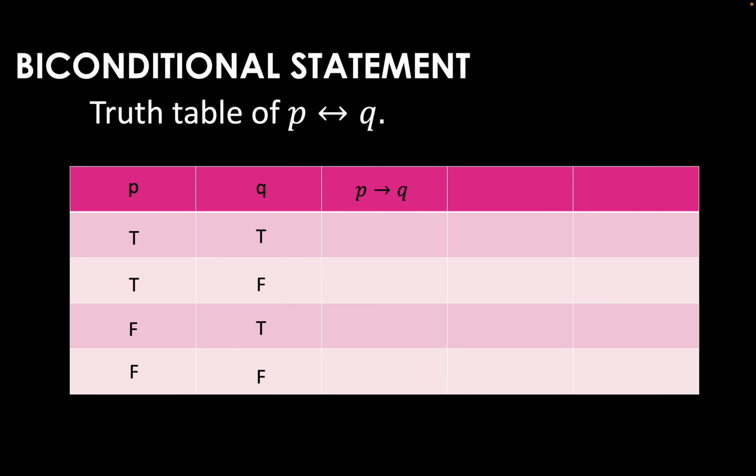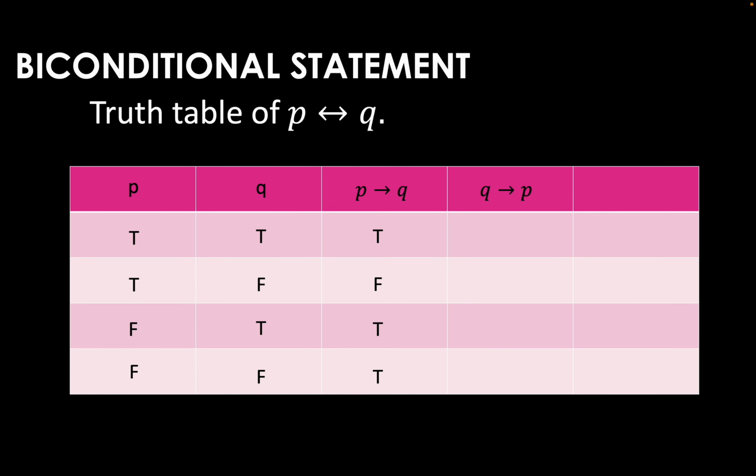So true, true, that is true. Your first statement is true, your second statement is false, that is false. Your first statement is false, your second statement is true, that is true. If your first statement is false and your second statement is false, that is also true. Next, for the converse statement, interchange the hypothesis and conclusion. So you have Q implies P.